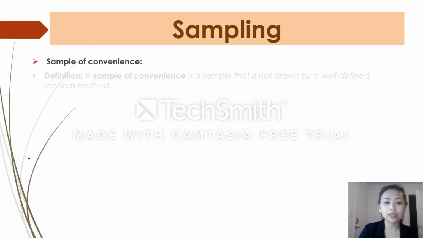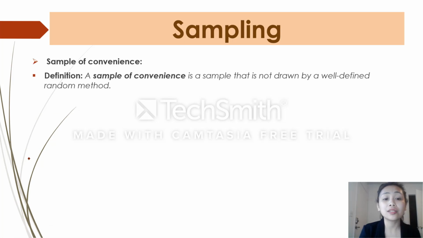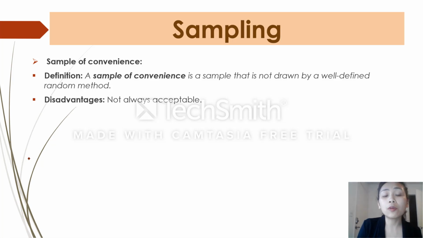So, sample of convenience. Definition: a sample of convenience is a sample that is not drawn by a well-defined random method. In a general way, it's a sample that is drawn in a very convenient way, to make it very convenient, make it very easy. So the disadvantage here is that a sample of convenience is not always acceptable.